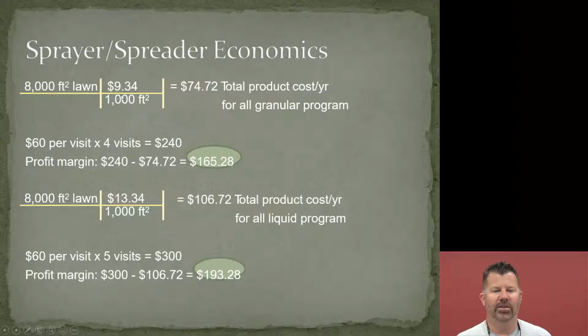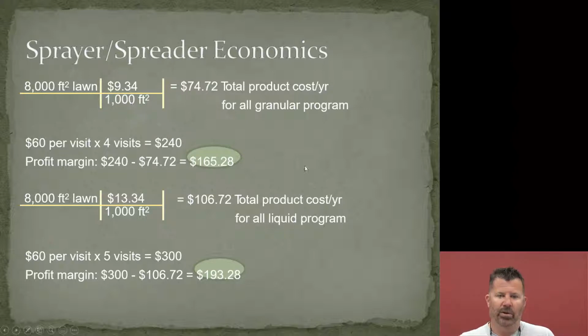8,000 square foot, we got $9.34 per thousand, so $74.72 total product cost per year for an all granular program. And we're going to do $60 per visit times 4 visits is $240. The profit margin is $240 minus our product cost. So they're charging the $60 per visit. So they're making $165.28 for the average 8,000 square foot lawn.